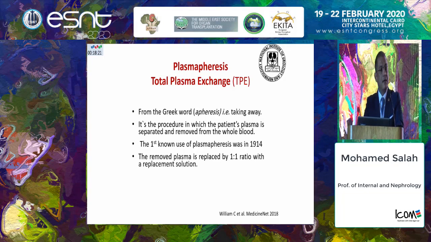Again, there were some historical trials of what we call taking out blood, like cupping or venesection, or hijama in Arabic, and they all have the same concept, which is to take out the bad blood and get rid of it. The removal of plasma is replaced at a 1-to-1 ratio, usually with a replacement solution.